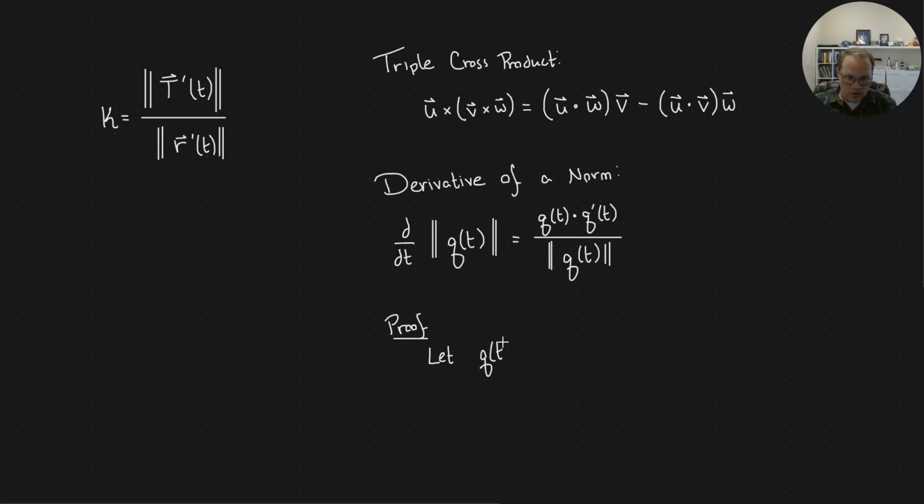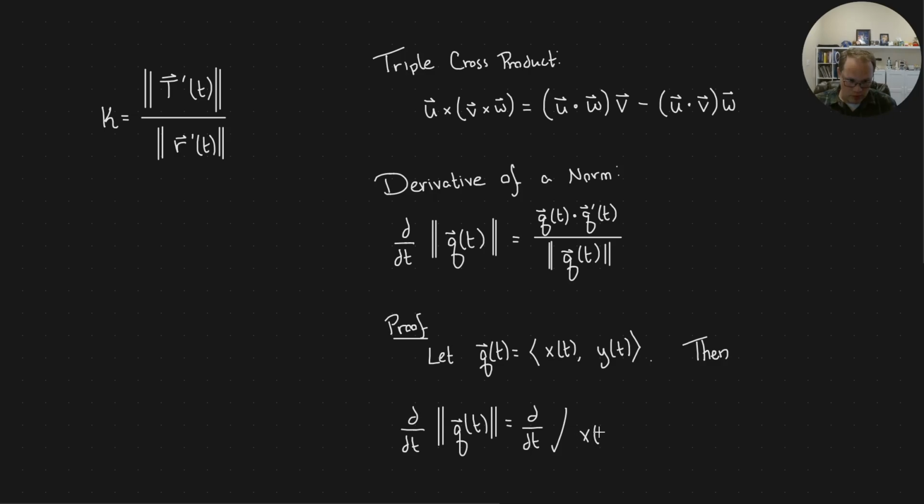So let's let q of t equal to, and I'll just do two components, but the same trick holds for any number of components. Okay, so x of t, y of t. Then with the derivative of the norm of q of t, that means we really want, and I should have arrows here, these are vector valued functions.